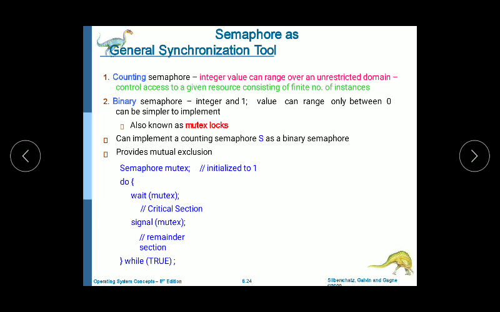So the counting semaphore controls access to a given resource consisting of a finite number of instances. Binary semaphores behave similarly to mutex locks. In fact, on systems that do not provide mutex locks, binary semaphores can be used instead for providing mutual exclusion. This is the code for mutual exclusion. Semaphore mutex. Okay, mutex is the name of the semaphore. First call the wait function, which acquires the resource, and enter the critical section. After executing the code in the critical section, call the signal function, releasing the resource to the operating system, then enter the remainder section until the condition is true.